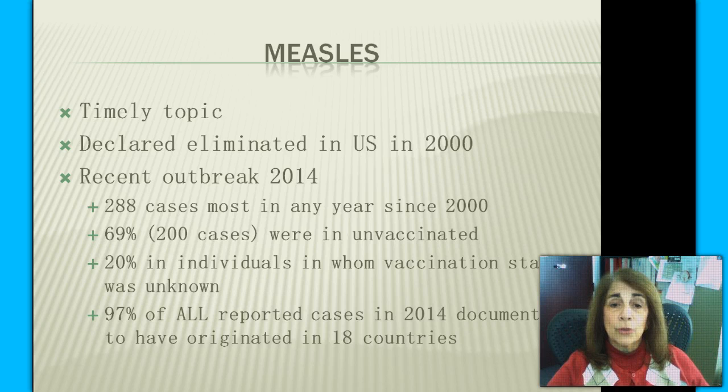69%, or 200 of those cases, were in unvaccinated individuals. 20% of the cases of measles were in individuals in whom the vaccination status was unknown. And 97% of all the reported cases in 2015 were documented to have originated in 18 other countries. So it is a traveler's disease transmission route, and in fact on the CDC you will find travel advisories specifically concerning measles.